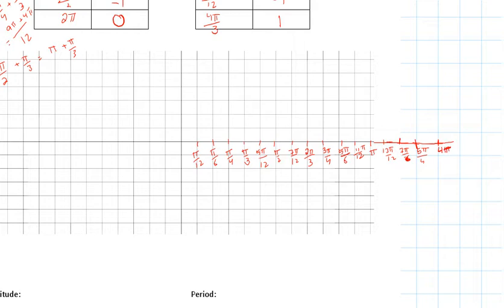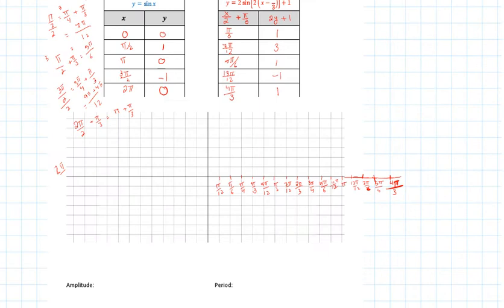Okay. Now, again, you could have picked a different scale. This scale, I usually like to pick the smallest denominator that I have and go up by pi over whatever that denominator is. That's the way I like to graph it.